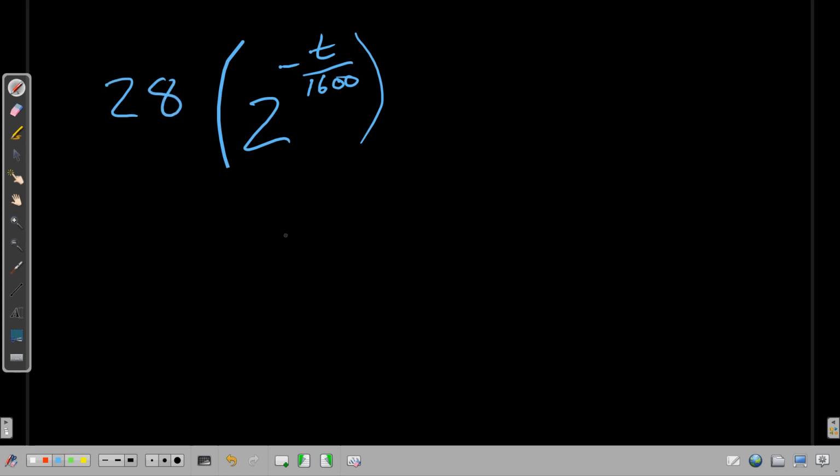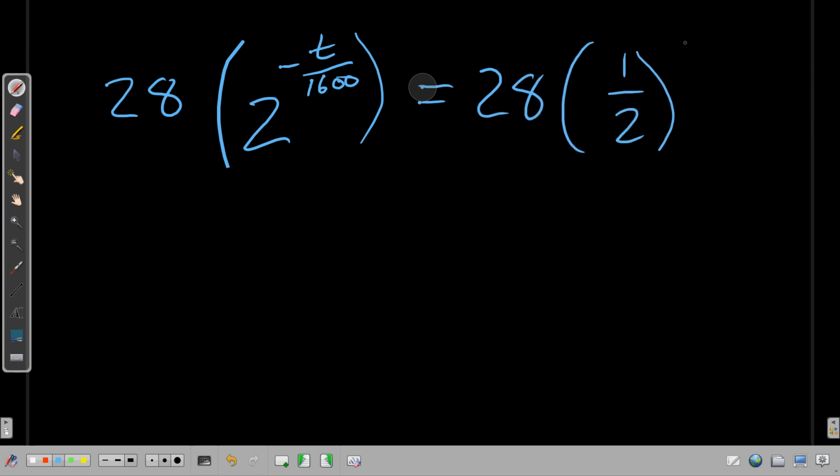I would have this many milligrams after t many years. Well, I'd have this much radium-226; it would convert to something else. Okay, so there's my model that does with the half-life, and this is a half-life because the minus makes it decay. Or if you like, this is the same thing as 28 times 1/2 to the t over 1,600. It's like once t gets to be 1,600, then it's being multiplied by 1/2.